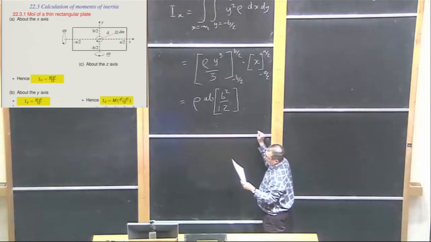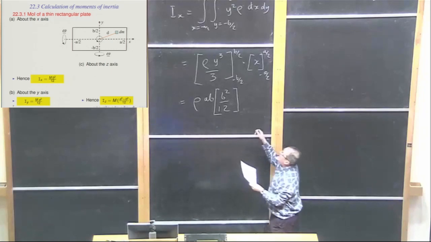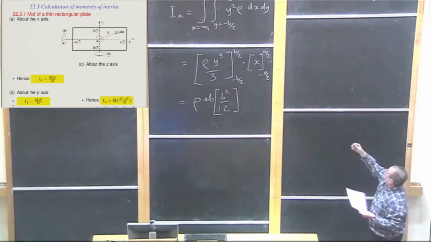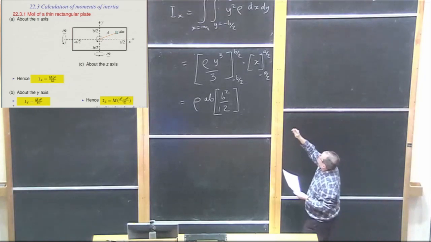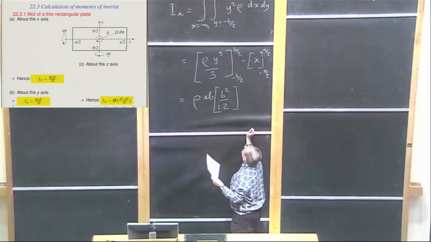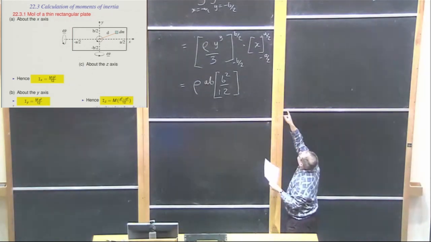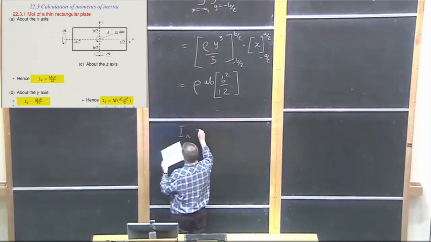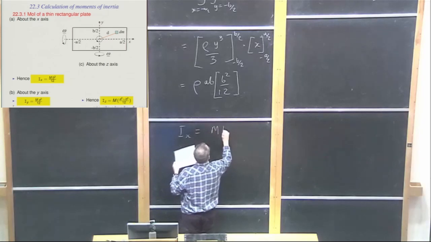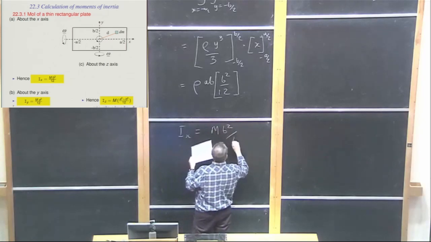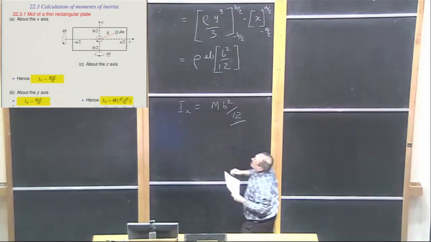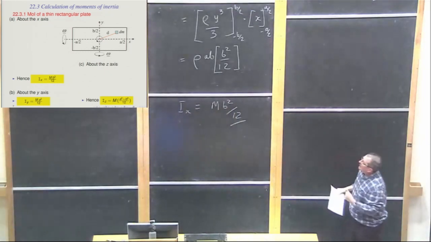We know rho is something we introduced to do the calculation. We want to express the result back in terms of the mass of the object. So substituting back in for rho, we find that I of x is going to be M b squared over 12. So that's the moment of inertia around the x-axis.